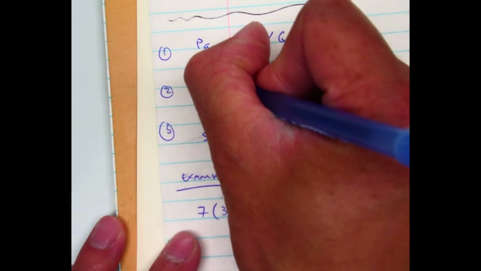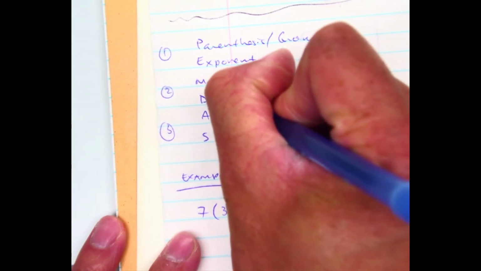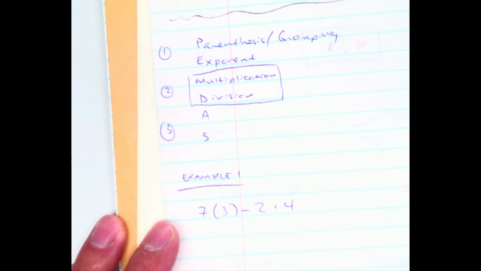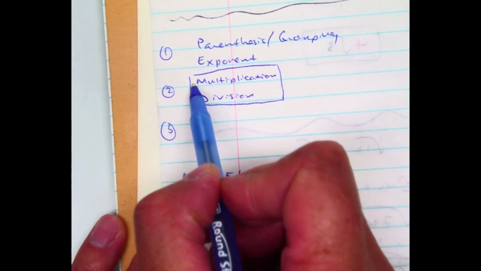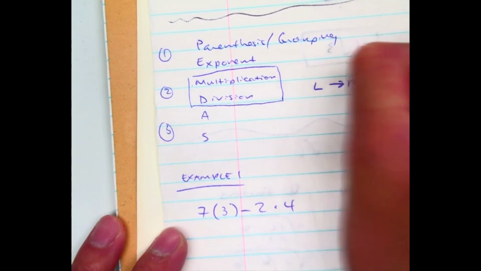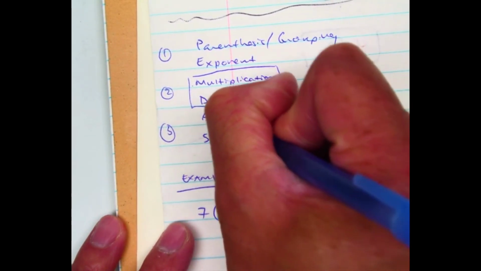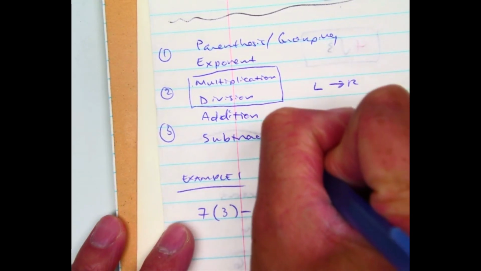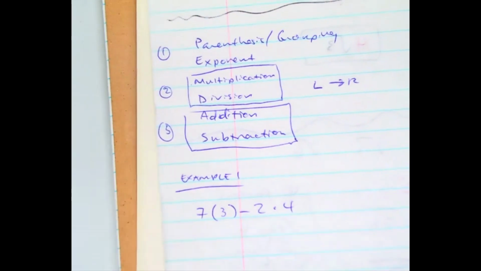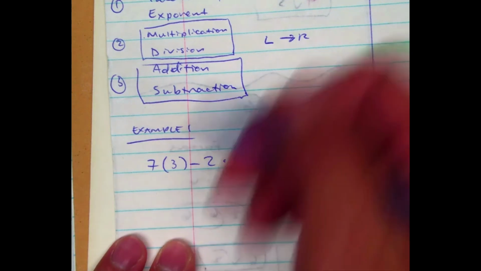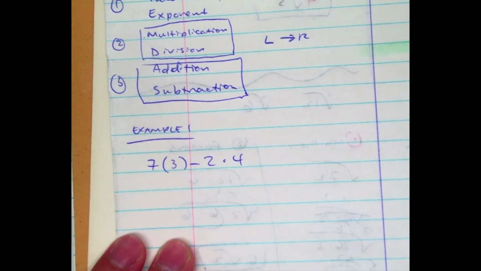M is multiplication, and D is division. Now, you want to treat this second part as a chunk. It's not M and then you look for all the multiplications, then you do division. As you guys saw, you do what you first see from left to right. And then A is addition, and S is subtraction. So I have an example here. We can copy that down. And then you guys will see how I use that list.